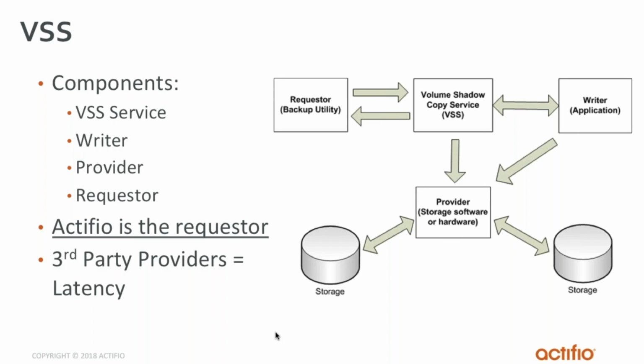Now, if you instead have a third-party provider, then what happens is the volume shadow service, the VSS service, goes to the writer, says, go ahead and freeze the IO, do your quiesce. SQL Server does it. Then it goes to the provider and it says, take your snapshot. And then it has to sit and wait.